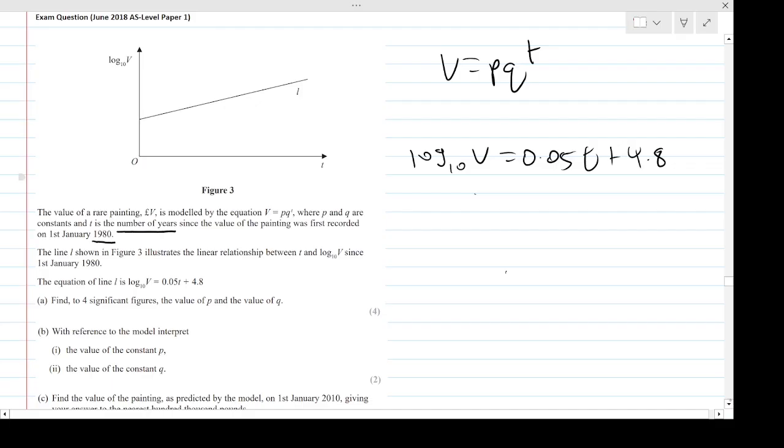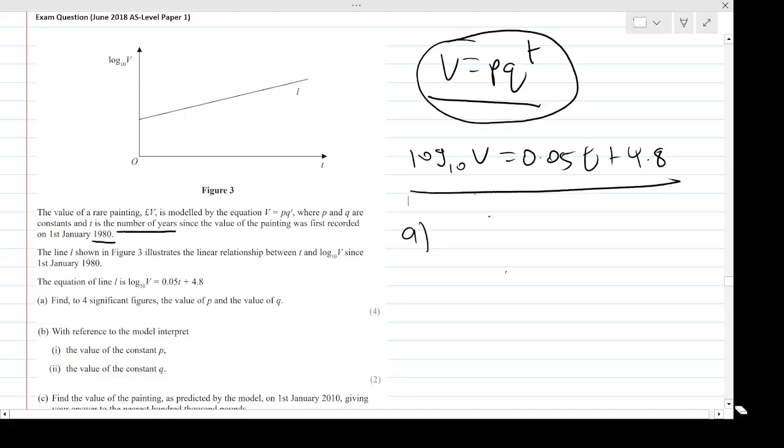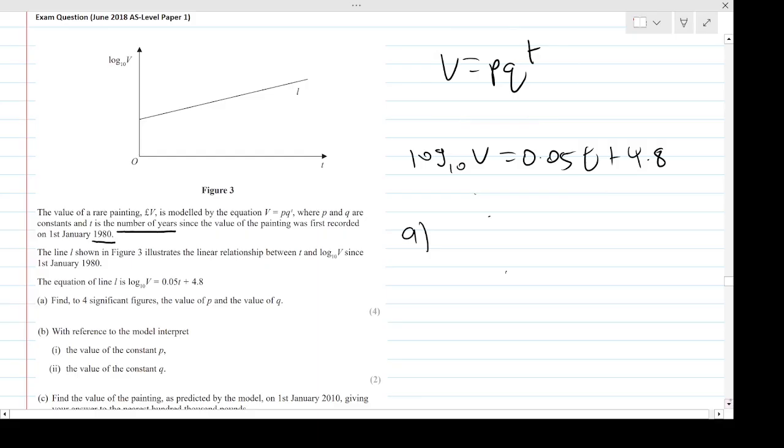Then it says find to 4 significant figures the value of P and Q. Right? So what we're told essentially is the exponential equation, and we're told the logarithm, this straight line here. Well, what we know is we can take logs of the exponential equation and get it into this form here. We've seen that, right? We can linearize, turn the exponential into this log form, which gets me the straight line.